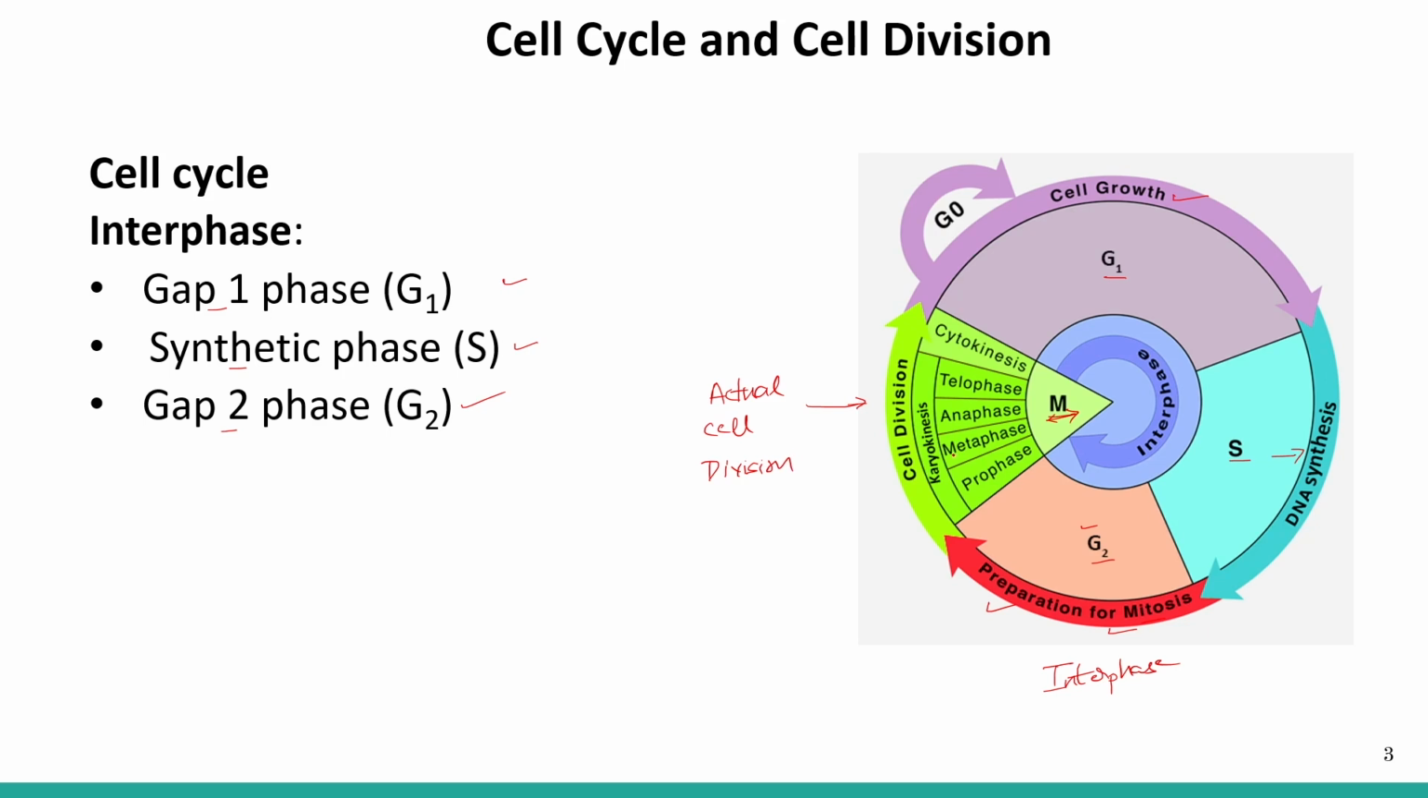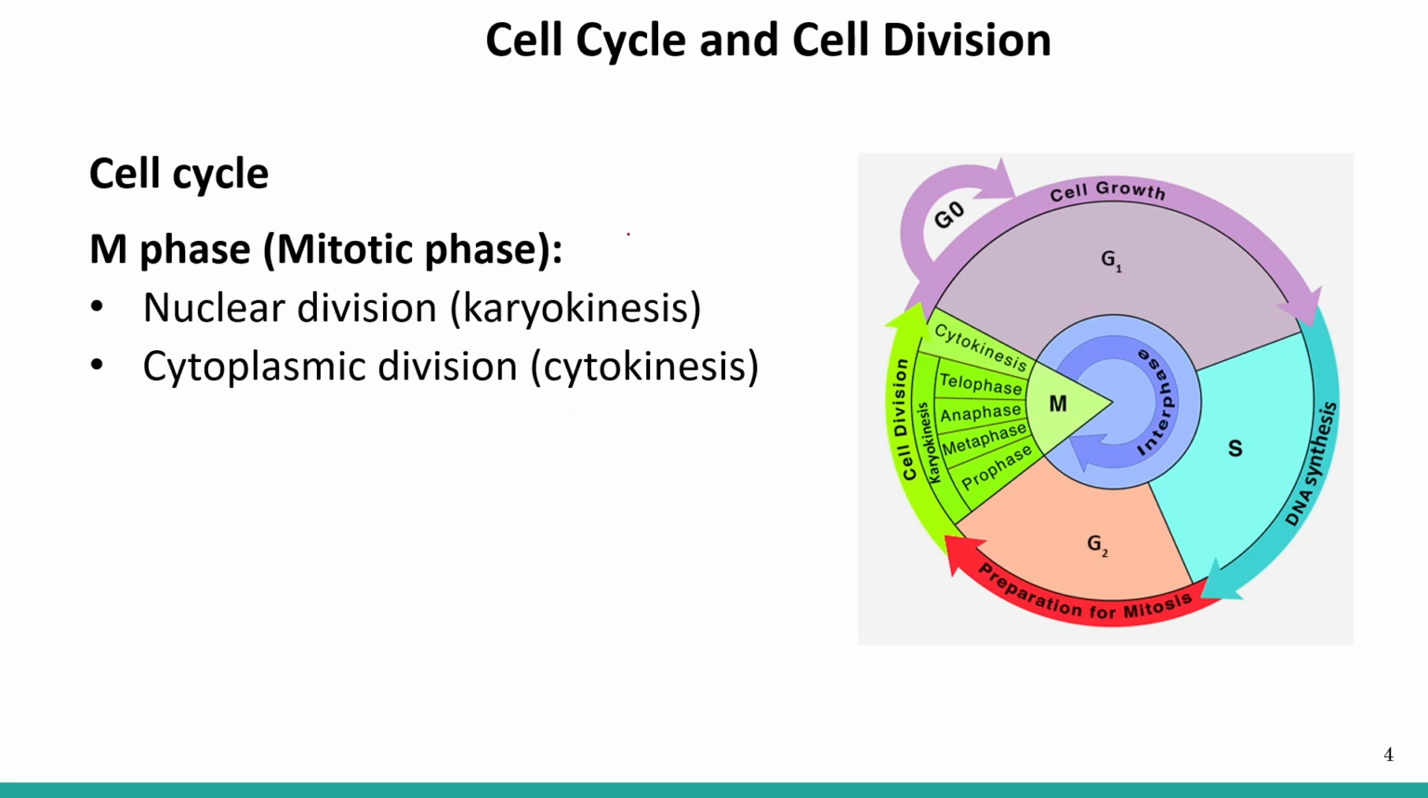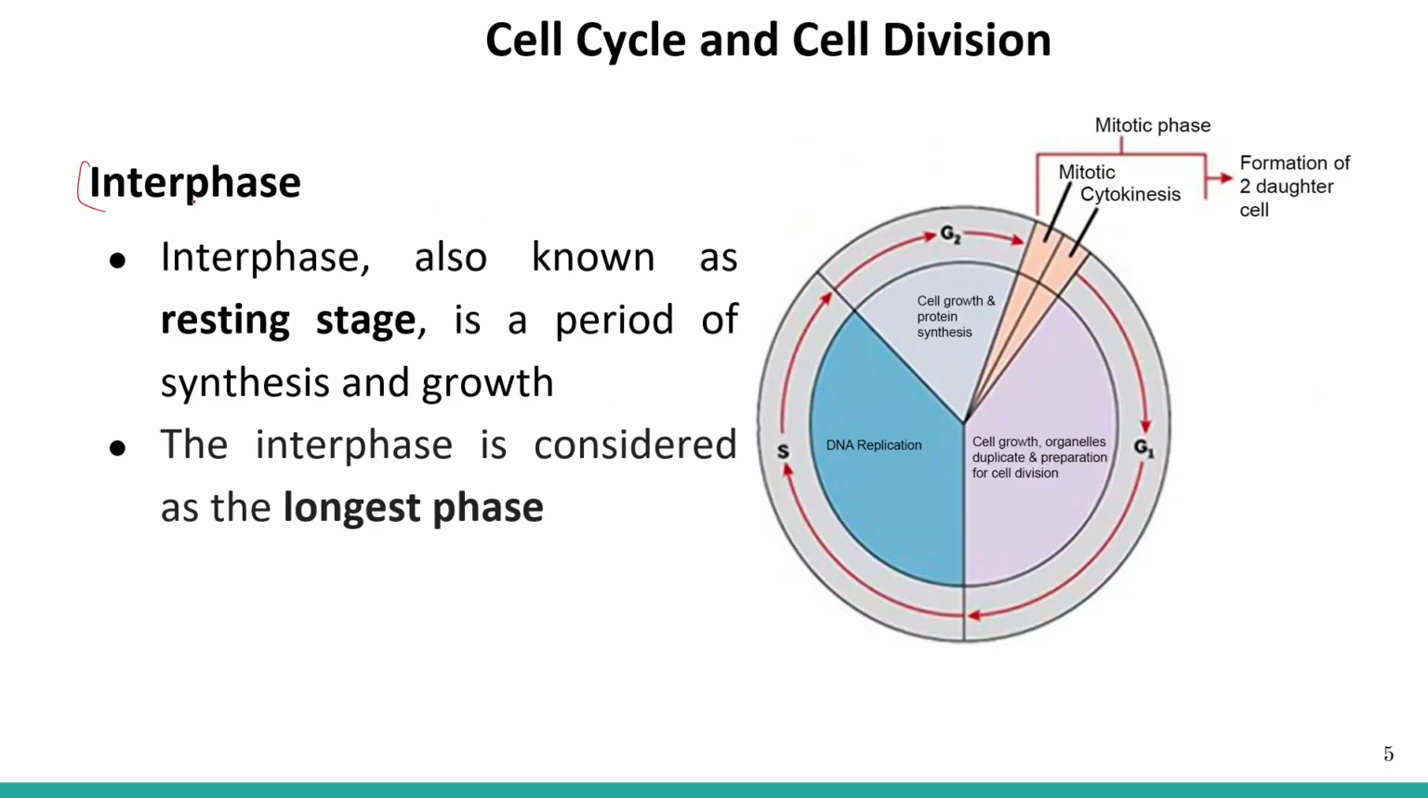Now the M phase is further subdivided into two. The first phase is karyokinesis and then we have cytokinesis. Now, let's talk about the M phase. The M phase is divided into two phases. First is karyokinesis, which is known as the division of the nucleus. Nuclear division takes place. And second is cytokinesis, during which cytoplasmic division takes place. So, we have karyokinesis and we have cytokinesis.